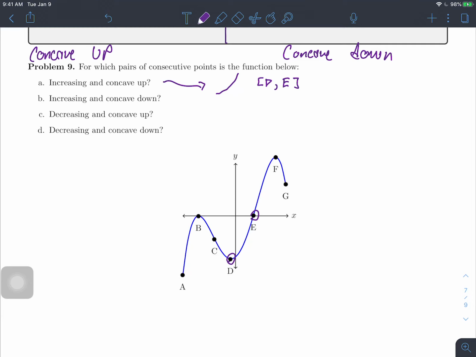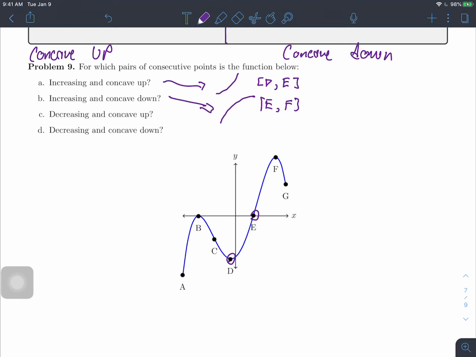E and F. What do we think? Do we agree with Sri? We're increasing. Are we concave up or concave down? Concave down on that part. Okay, so we meet one of the conditions, but not the other one. In fact, you just gave the answer to part B, right? Part B is asking, where are we increasing and concave down? Well, increasing and concave down looks something like this. We're going up, but we're bending downwards. Okay? So you're exactly right. That should be E, comma, F.